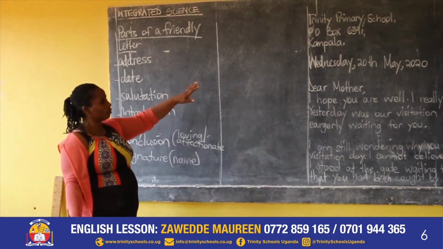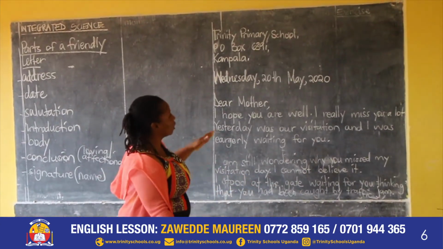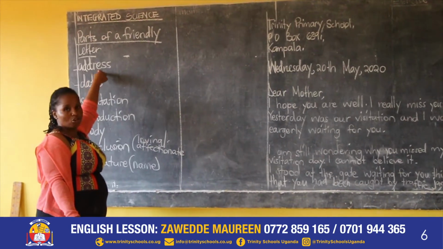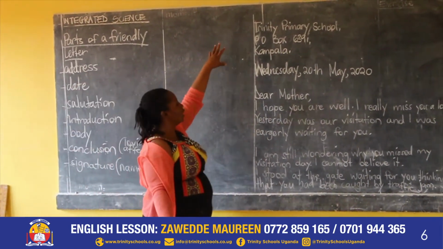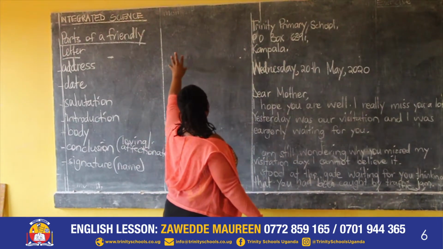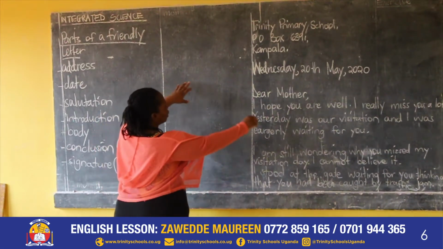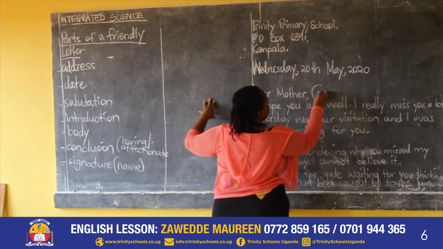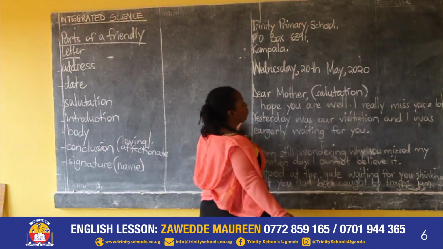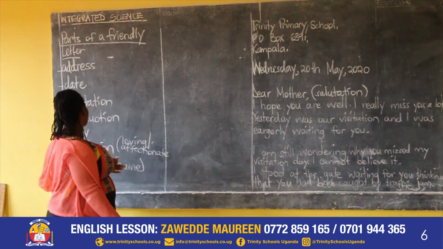So here, I've tried to express a certain letter. It's going to be useful as I take you through the parts. You find that we have an address in the letter, which I've clearly written like this. I've put the date, which is clearly written like that. I've put the salutation. You use the word dear, which is more appropriate. Then you put the name of the person you are writing to. If it's a friend, you can put the friend, but now we are writing to mother.